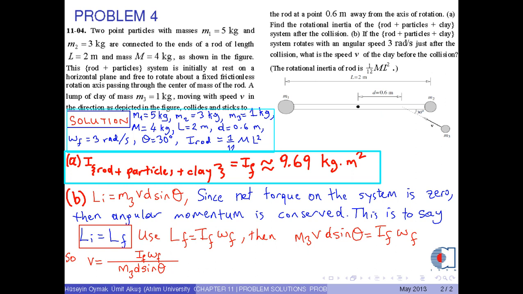And we substitute the corresponding numerical figures into this equation. And we finally calculate the speed v of the clay before the collision as approximately 96.6 meters per second.